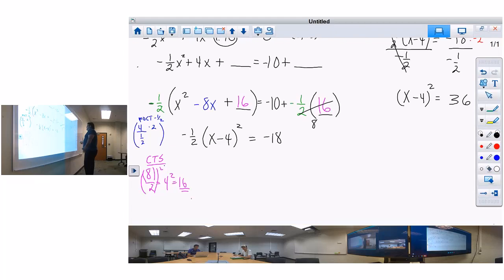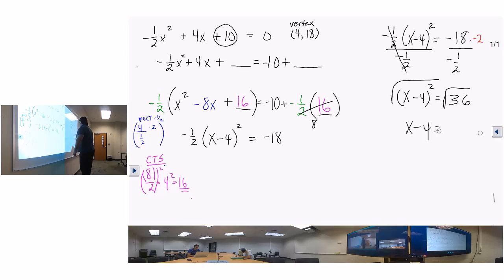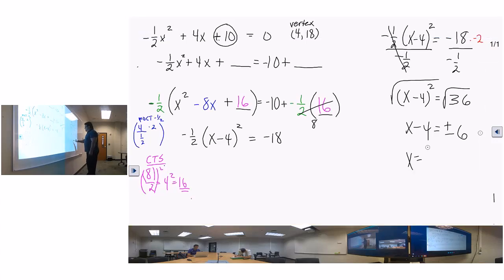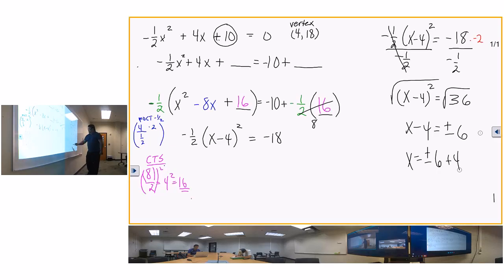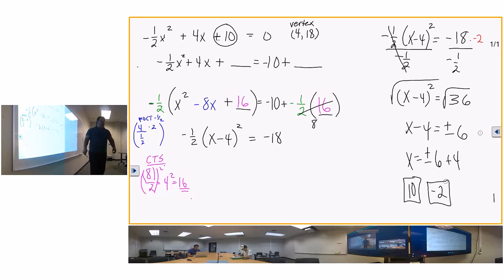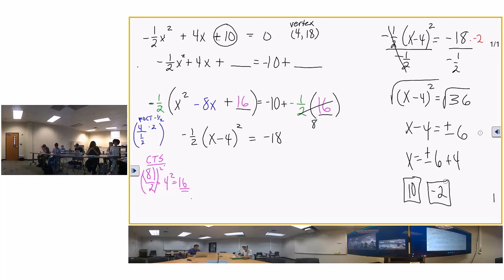Right, you can go back. Well, it was. Yeah, it is. So take the square root. X minus 4 is equal to positive or negative 6. You might need to use a calculator for that. X is equal to positive or negative 6 plus 4. What's 6 plus 4? That's one x-intercept. What's negative 6 plus 4? All right, sketch it. Sketch it and do all the things you need to do.